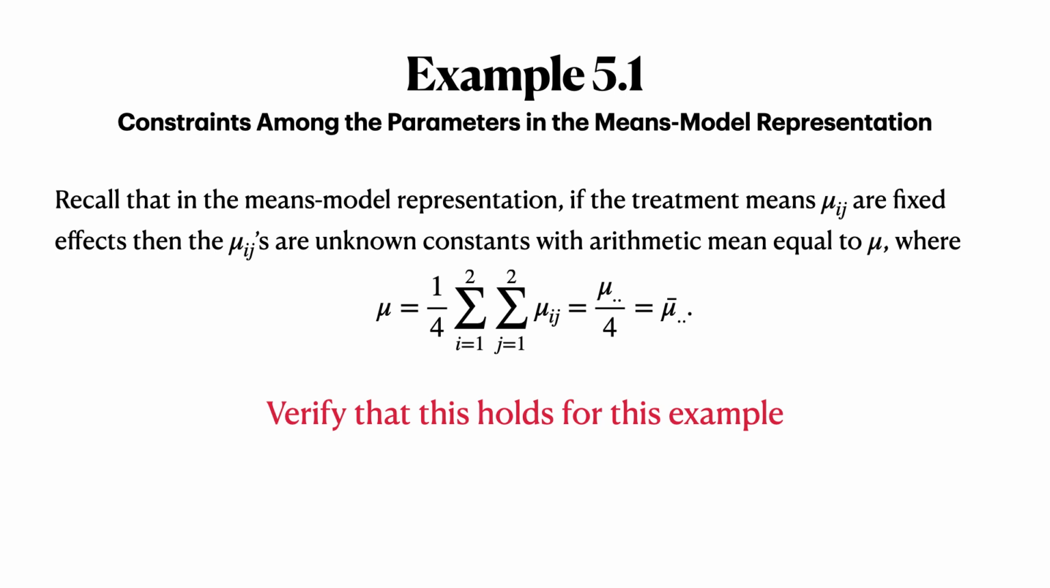And then I'm also, on the far right hand side, denoting that mean of the 4 values as mu bar dot dot. So remember that the dot in a subscript or index means that we've summed over any index that has the dot. And then if we put the bar on the top, that means that we've taken the average. Now, verify that this formula holds in this example.